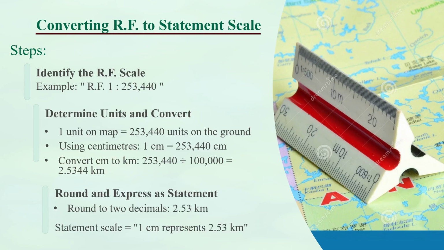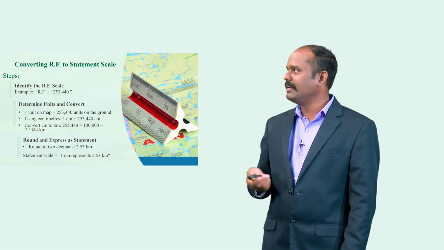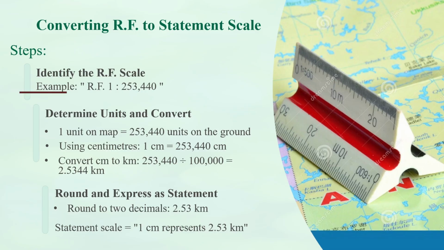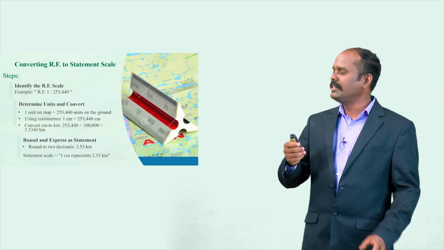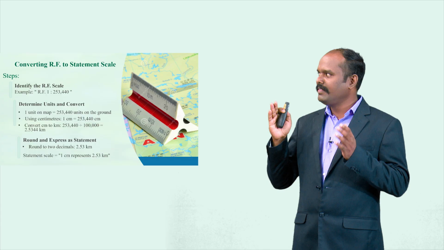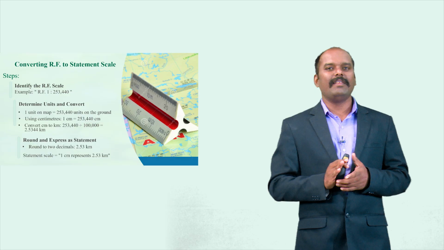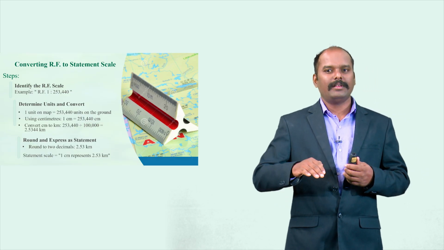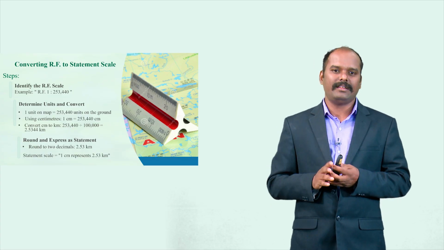Next, let us discuss converting a representative fraction to a statement scale. Here I have given one example problem. The scale is given in representative fraction, that is 1 is to 253,440. We are going to convert this representative fraction into a statement scale. First, we need to identify where the representative fraction scale is present. Usually the scale will be present at the bottom of the map, whether on the left side or right side.